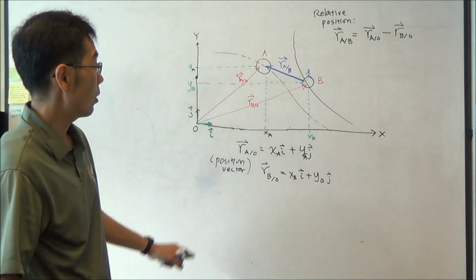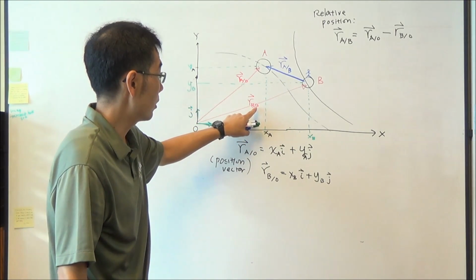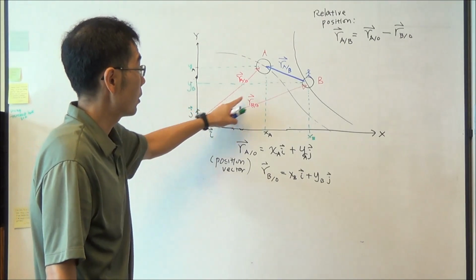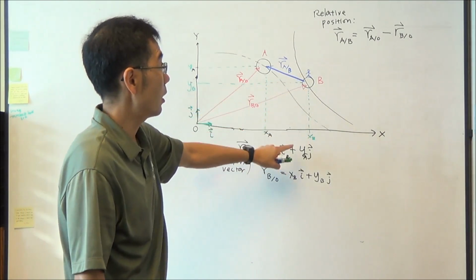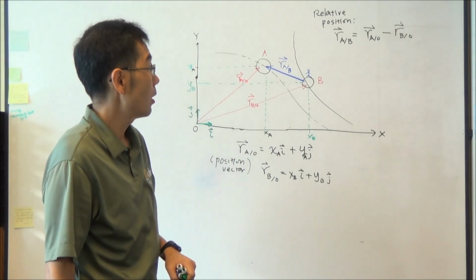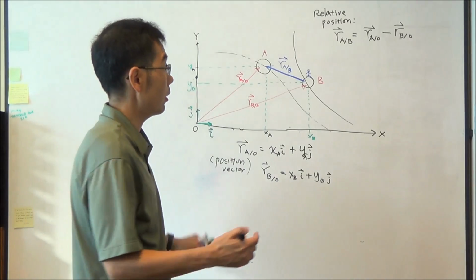If you add this vector and this vector, you will get this vector as a result. That's why, in order to get this one, I subtract the B vector from A. So that's the relative position. How about the relative velocity?